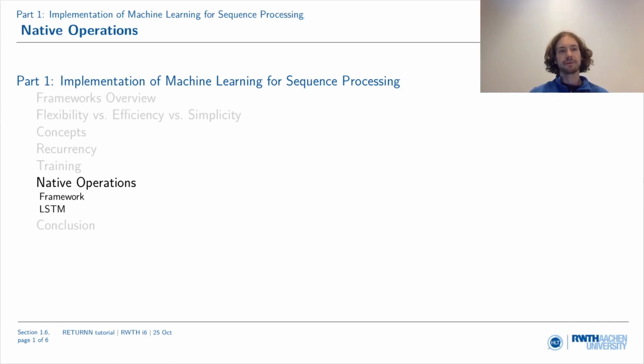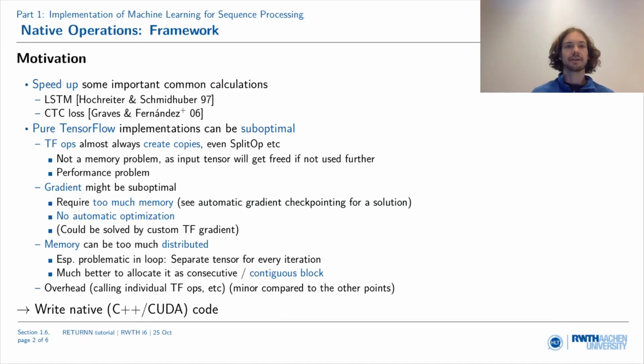Okay, now to native operations. First of all, the motivation. Why do we want that? Speed up, of course. LSTMs or CTC loss are common calculations to speed up. So why would it be suboptimal to write it in pure TensorFlow? Why is that not enough? It's not really clear why that is, actually.